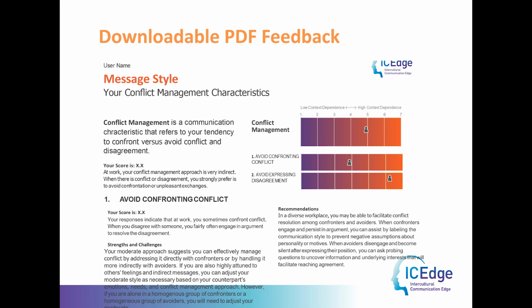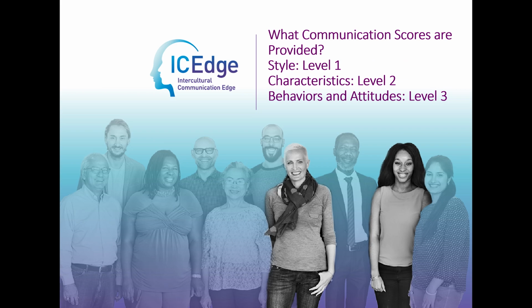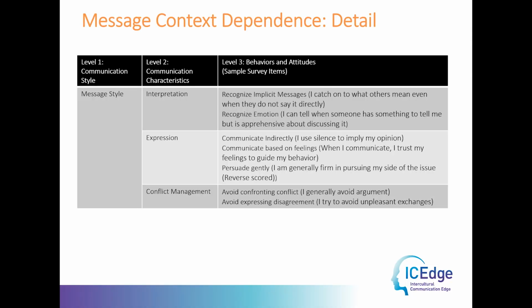Message style, you may recall, is one of the main quadrants, a level 1. Within that, conflict management is a level 2 characteristic. And so this downloadable PDF sample here contains the individual's score for their level 2 conflict management. You can see it's around 4.9 there under the scale on the right, which is broken down further into the level 3 behaviors and attitudes: avoid confronting conflict and avoid expressing disagreement. And again, over on the right, you can see how this individual, although their level 2 score is around a 4.8, looking deeper at level 3, is comprised of much more low context dependence with regards to confronting conflict, but much more high context dependence with regards to expressing disagreement. And so that's a sample of what that feedback looks like.